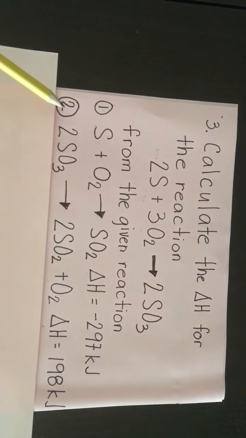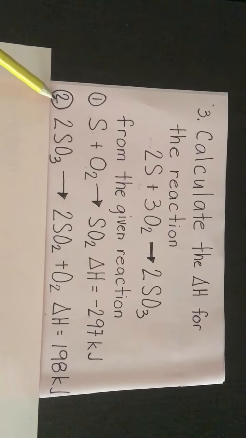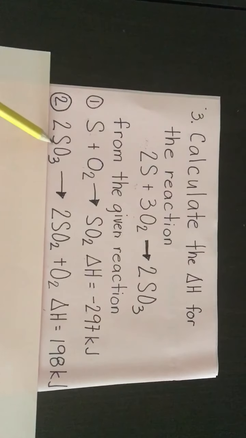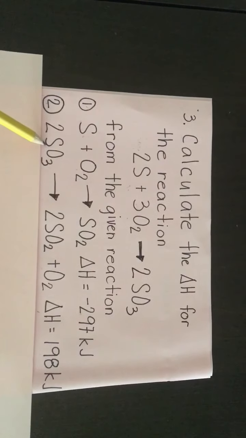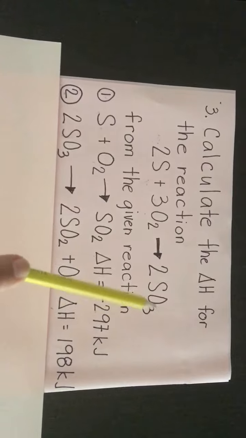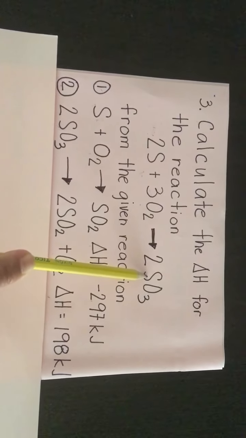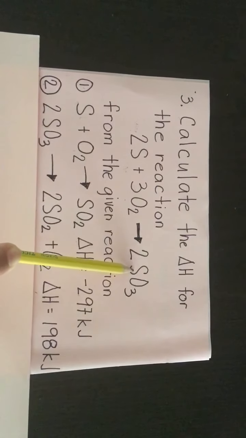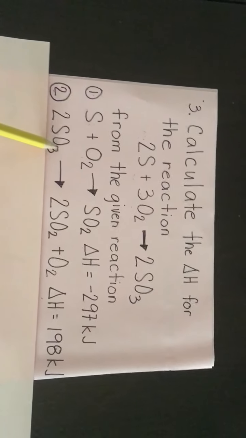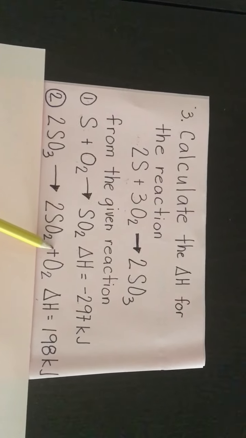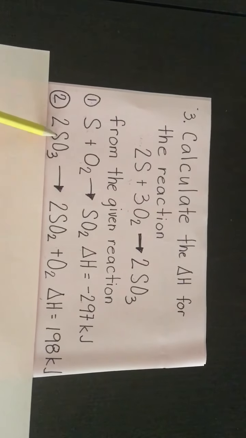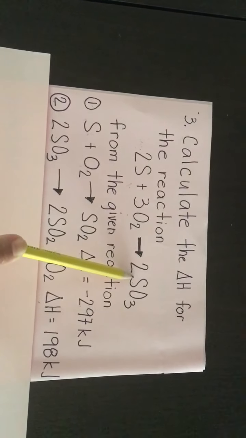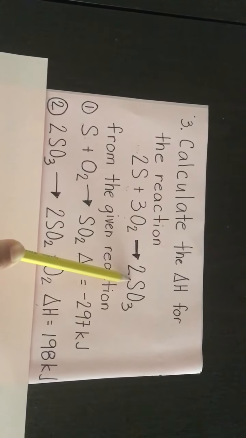Now, what are we going to do with the second equation? If you notice, the second equation starts with sulfur trioxide, which is on the reactant side. But if you look at the desired equation, it is on the opposite side, the product side. So that alone is already a hint that we have to flip the equation, so this SO3 will be on the product side, the same as the desired equation.